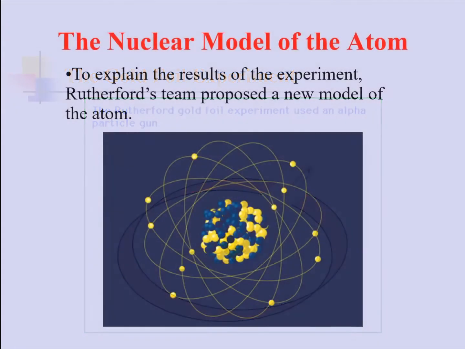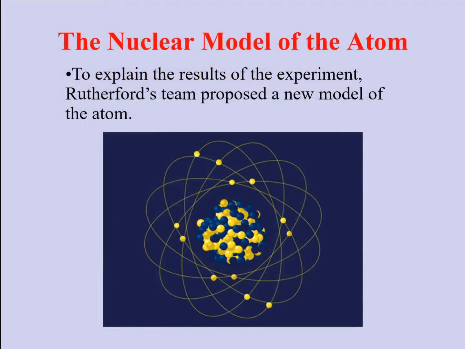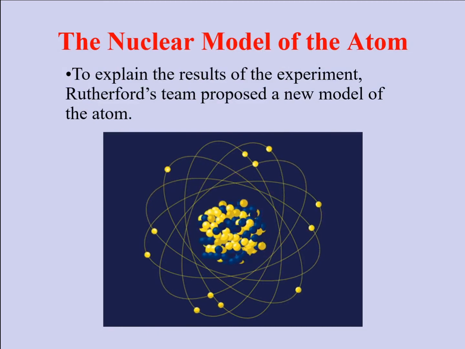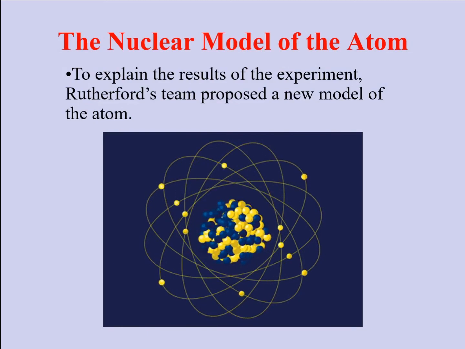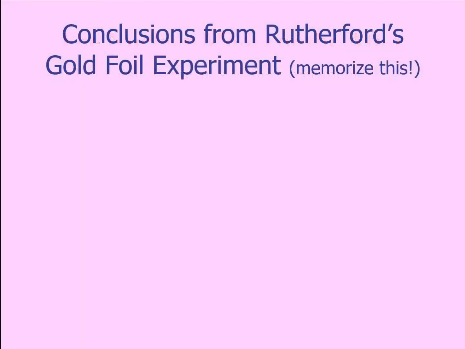Next, the nuclear model of the atom. To explain the result of the experiment, Rutherford's team proposed a new model of the atom. The conclusions from Rutherford's gold foil experiment.